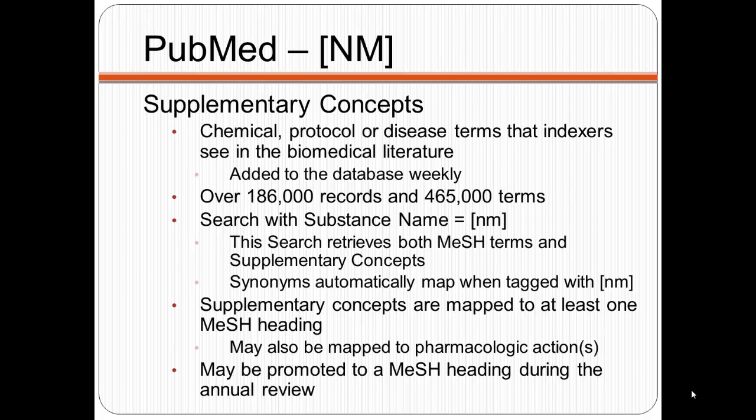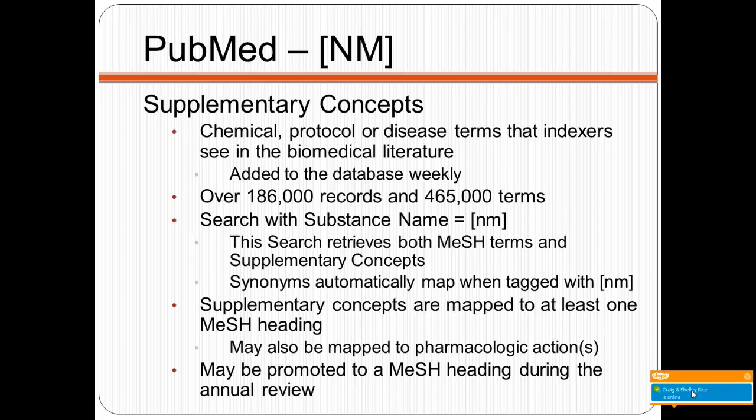New chemicals and drugs are appearing constantly in the biomedical literature. Indexers use the supplementary concept records, or SCRs, for these new chemicals, protocols, and diseases. This allows the preferred form of the name to be controlled and added to MEDLINE citations as part of the regular indexing process. Supplementary concepts are mapped to at least one MeSH heading and may in turn be promoted to a formal MeSH heading when the term becomes common in the literature.